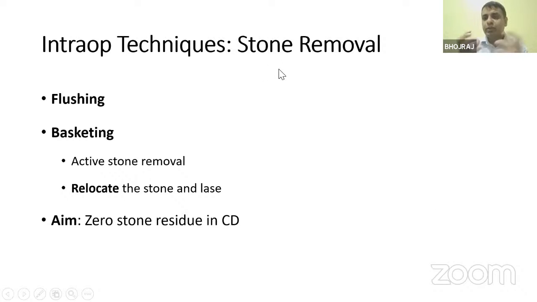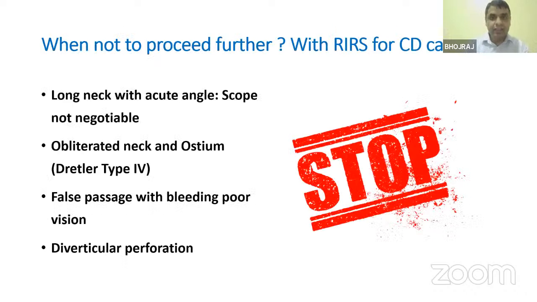So how to remove the stones that we have lased? Flushing, basketing, active removal of the stone, or sometimes you can relocate the stone to some other favorable calyx and then do dusting and lasing. So the main aim is to have zero stone residue in the calyceal diverticulum. Keep in mind that the gram does not move that well sometimes, so difficulties do arise.